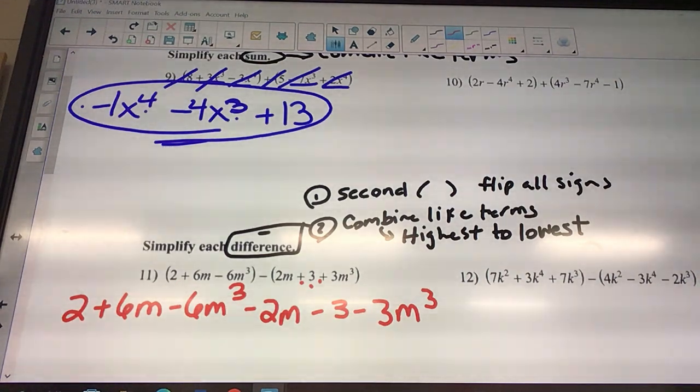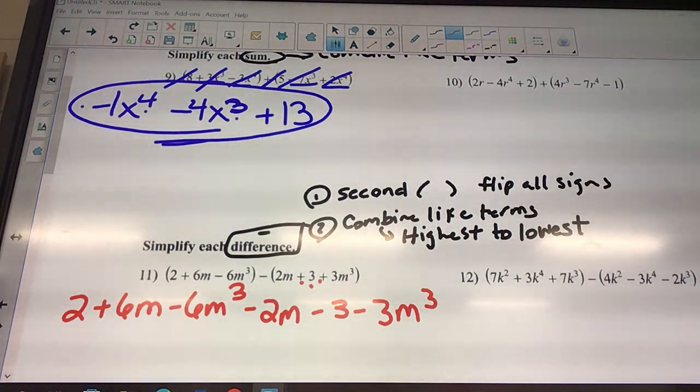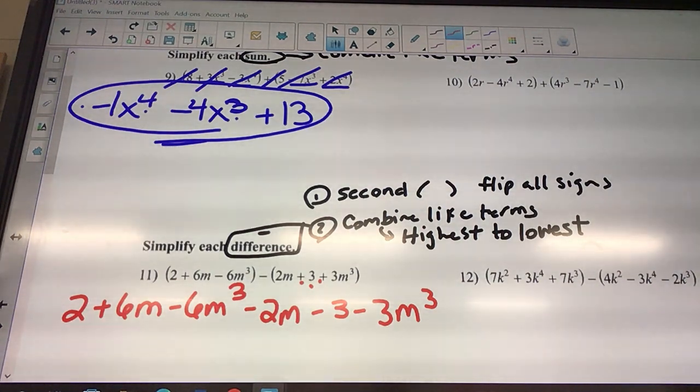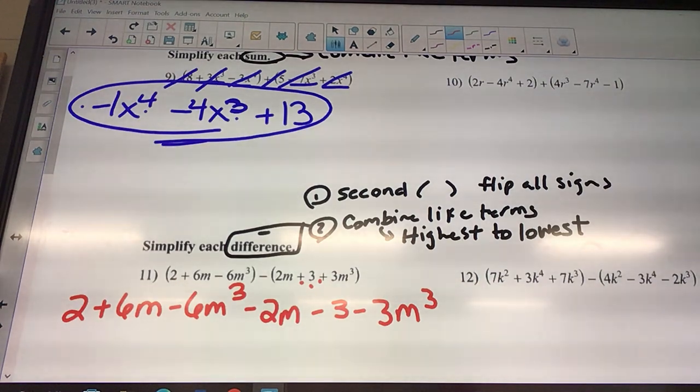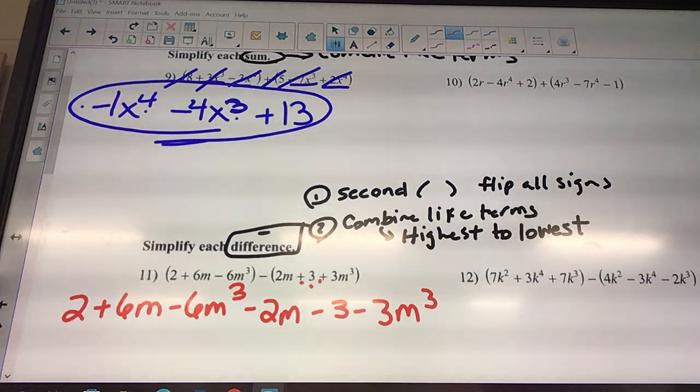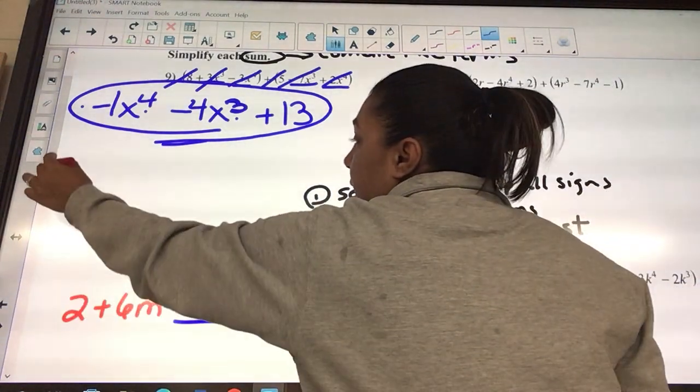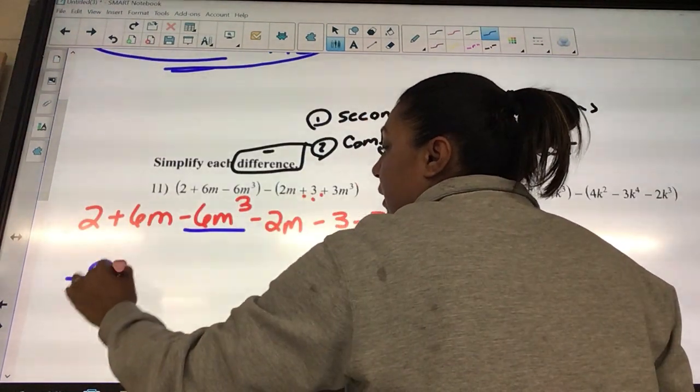And again, just like the addition, we're going to combine from highest to lowest. So what can we combine? What's going to get combined first? All the M3s, okay? So I got a negative 6 and a negative 3. What is that going to give me? Negative 9 M3.